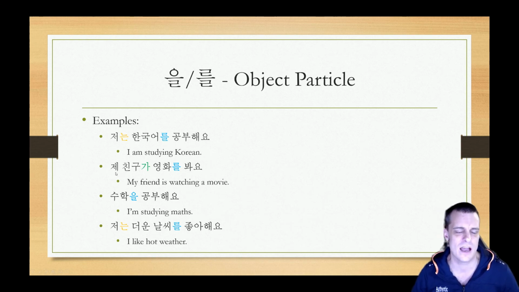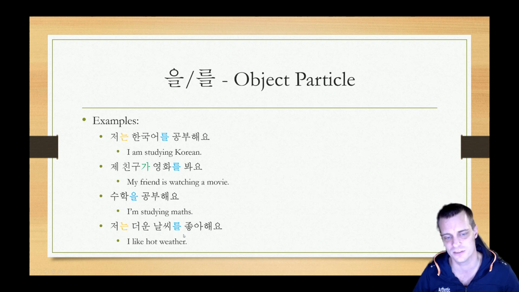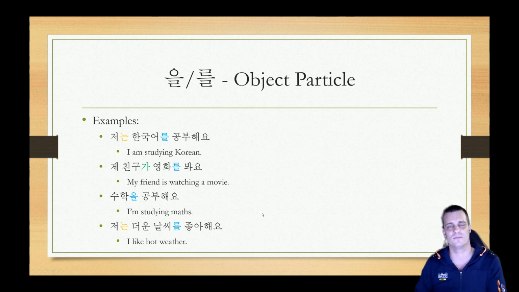Next sentence, 제 친구가 영화를 봐요. My friend is watching a movie. The movie is the thing being done, like, it's the object. 수학을 공부해요. Notice there's a patchim, so it's 을. I'm studying mathematics. And then lastly, 저는 더운 날씨를 좋아해요. I like hot weather. So 저는 더운 날씨를 좋아해요. I like hot weather.